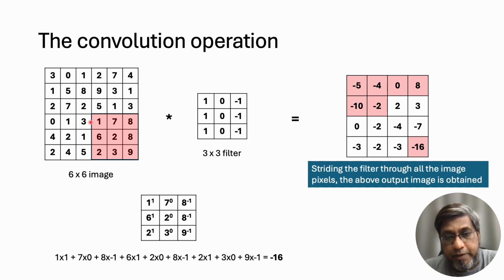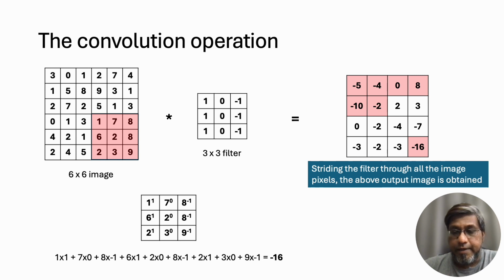So the window is now at the bottom right corner of the input image, and each time the process is the same. The elements of the window are multiplied with the elements of the filter element by element, and those products are added together, and that gives us the corresponding pixel value for the output image. So now we have got a 4x4 output image whose pixel values are given by these numbers, which we saw how to compute by multiplying the window elements with the filter elements element by element, and then adding up those products.